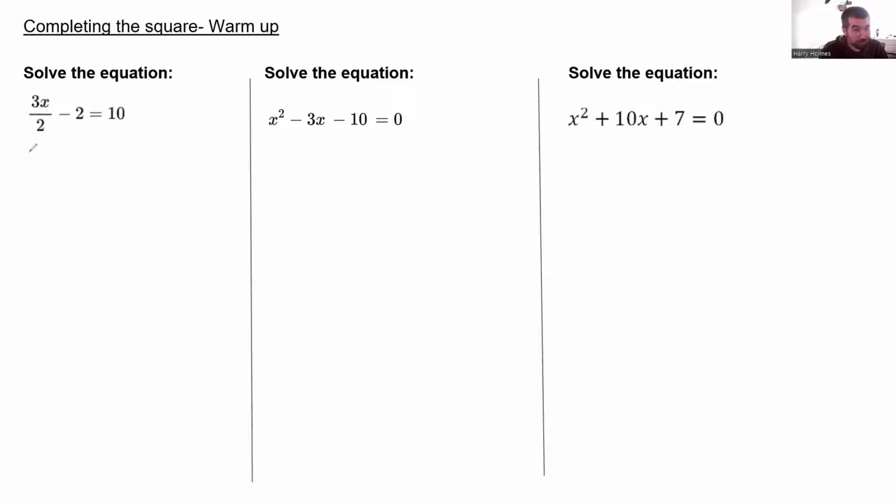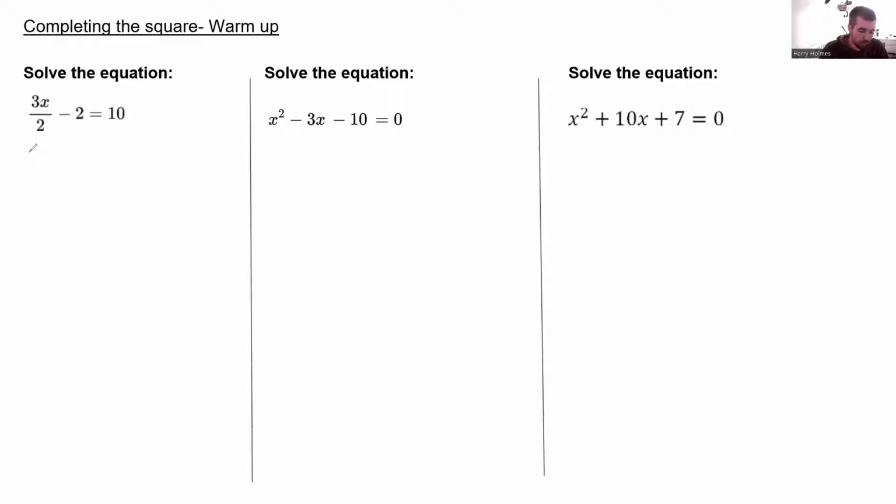Okay, so the first one, solve the equation. This is a linear equation. So what do I mean by this? It's not quadratic. It doesn't have an x squared in it. So it can be solved using good old balance method. And we're going to do something to both sides of that equation so that we are left with x on one side and a number on the other.